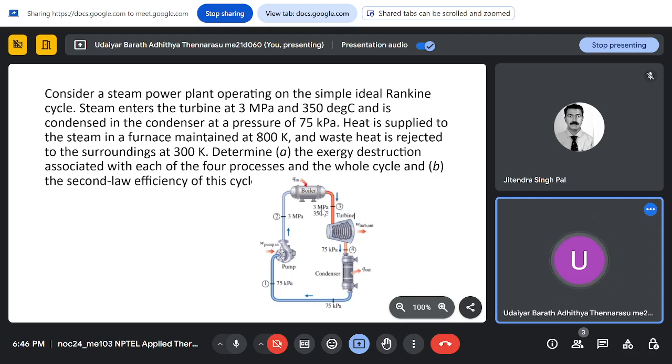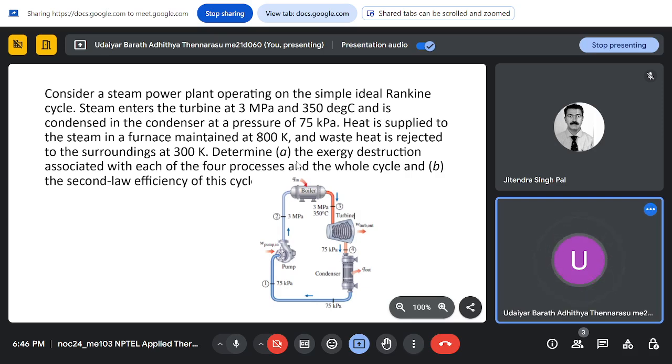So let's move on to some problems. The question is, consider a steam power plant operating on the simple ideal Rankine cycle. Steam enters the turbine at 3 megapascal and 350 degrees Celsius and is condensed in the condenser at a pressure of 75 kilopascal. Heat is supplied to the steam in a furnace maintained at 800 Kelvin, and waste heat is rejected to the surrounding at 300 Kelvin.